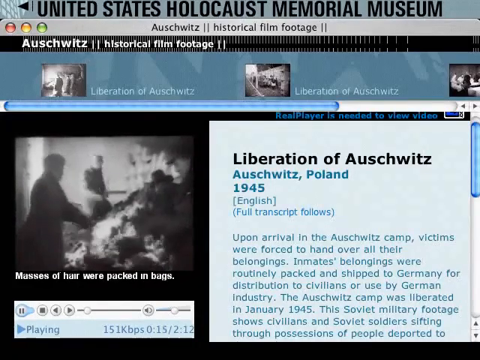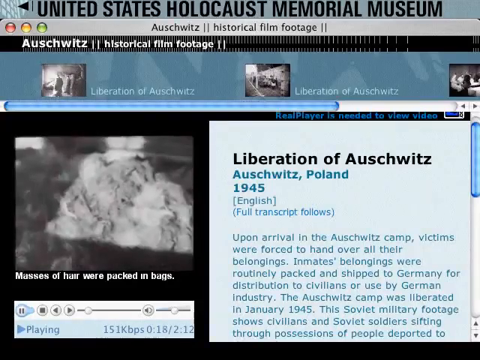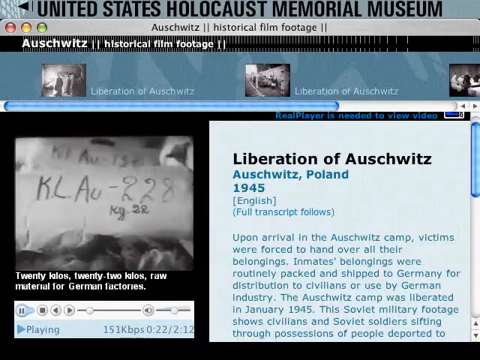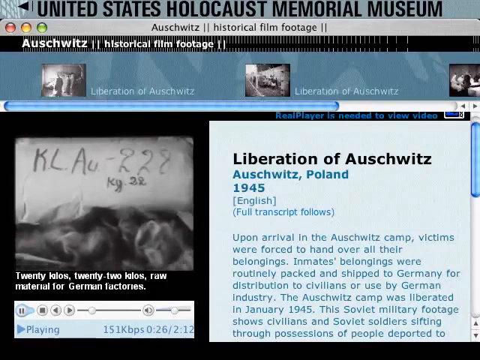Before killing women, the Nazis cut off their hair. Masses of hair were packed in bags. 20 kilos, 22 kilos, raw material for German factories.